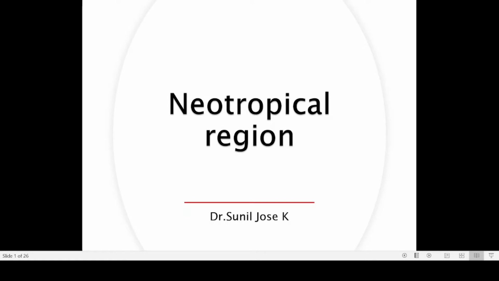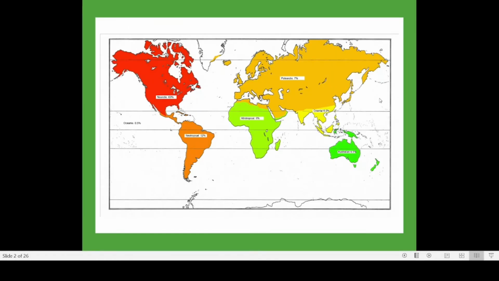And today we will be seeing the Neotropical Realm. First, we have to understand what are the regions which are coming under the Neotropical Realm. Neotropical region or Neotropical Realm basically consists of South America. The South American region is what we call the Neotropical region.